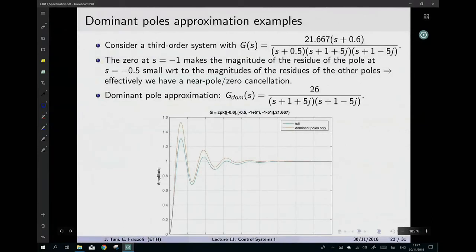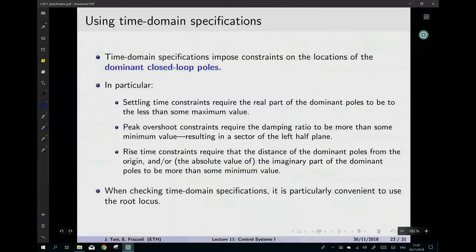And of course, there is an exception when there is a zero that is very close to a pole, because in this case, the residual associated with that term would be smaller. So this term wouldn't be contributing as much anyways. So you can imagine as if these kind of neglected themselves, and the dominant pole approximation would conserve the poles that are less fast in this case. And as you see, the responses are very similar. So thanks to this, we can give some specifications on the performance of the system in terms of transient response and steady state response, thinking about it as a second order system.